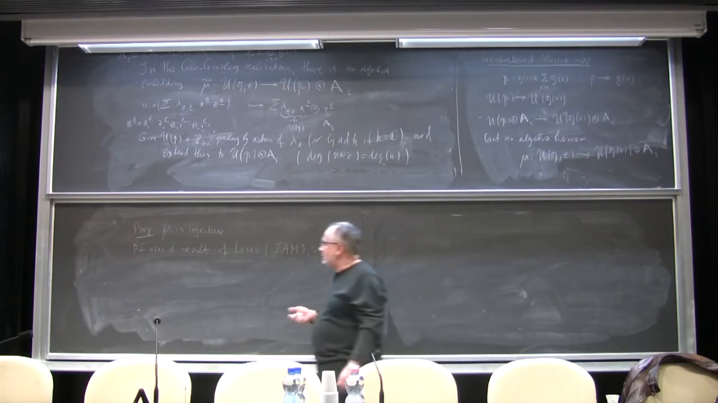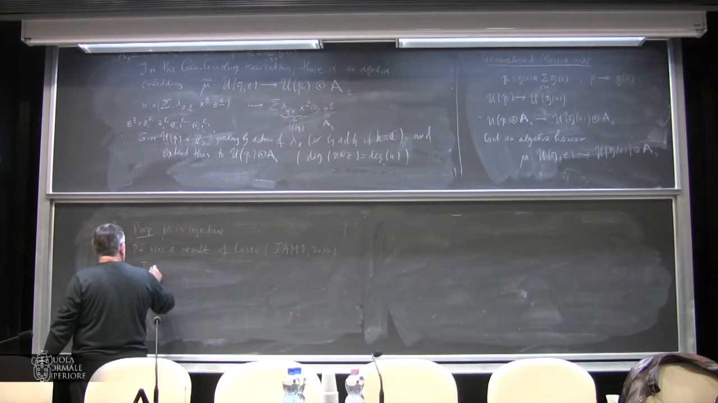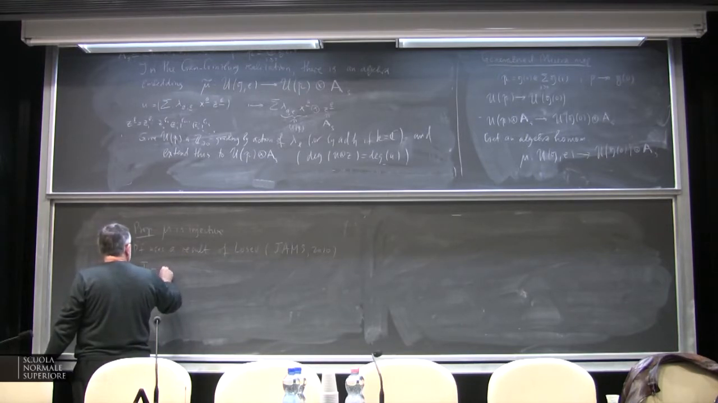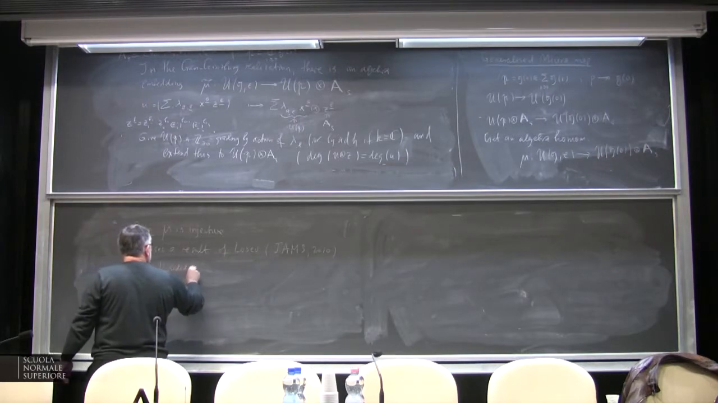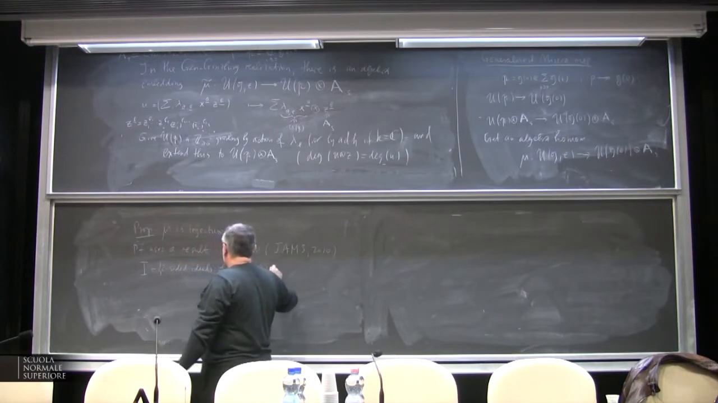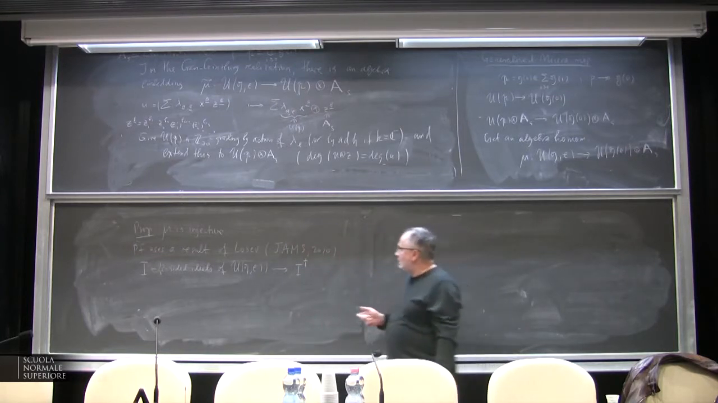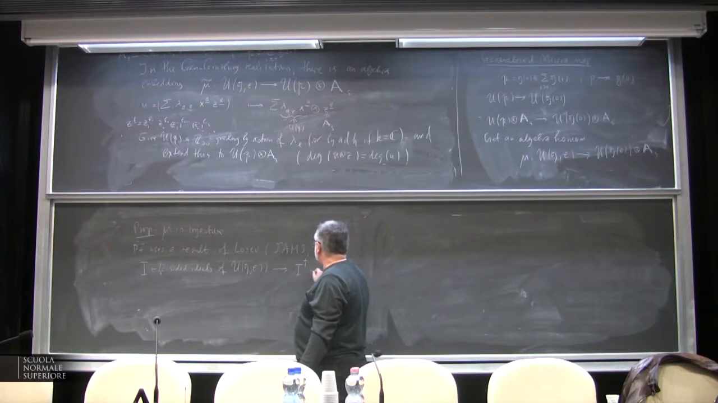In that paper he constructs a map from two-sided ideals of U(g, e) to two-sided ideals of U(g), and he calls it the dagger map. So it sends I to I dagger, and this will be a two-sided ideal of U(g).